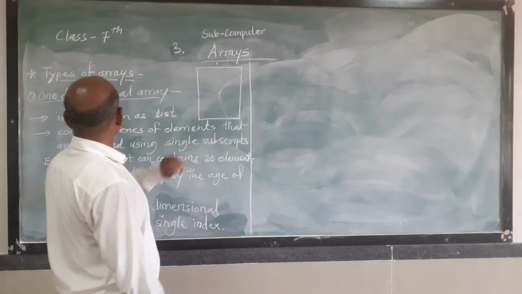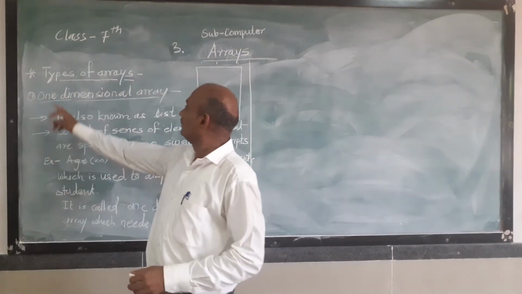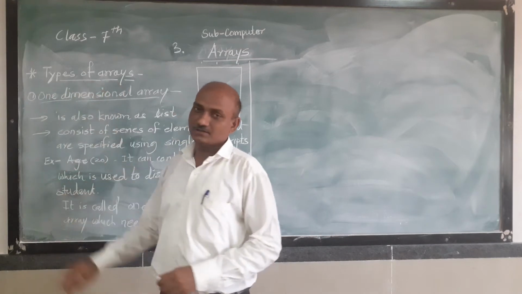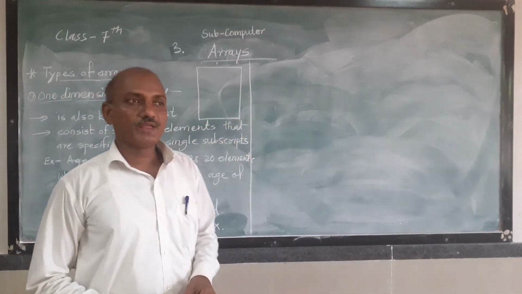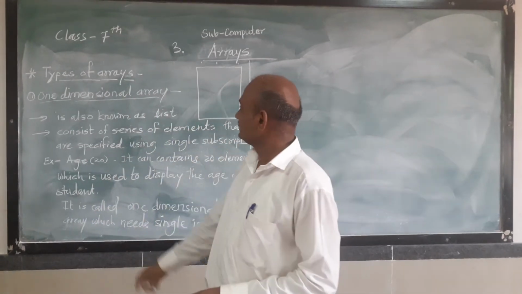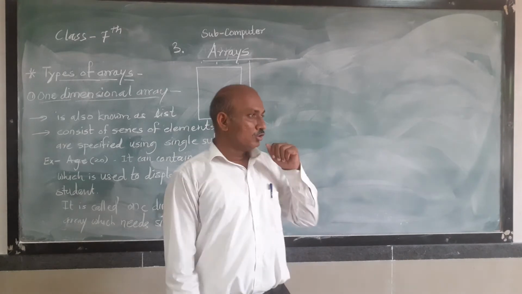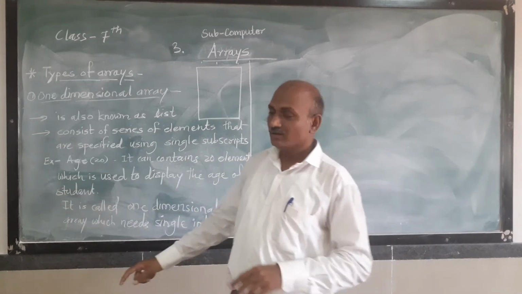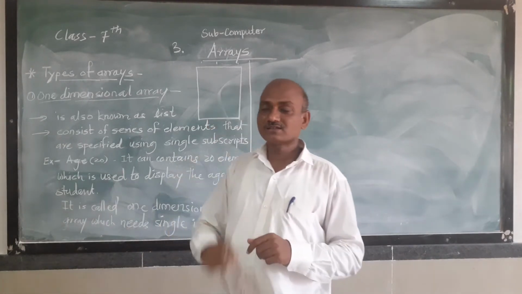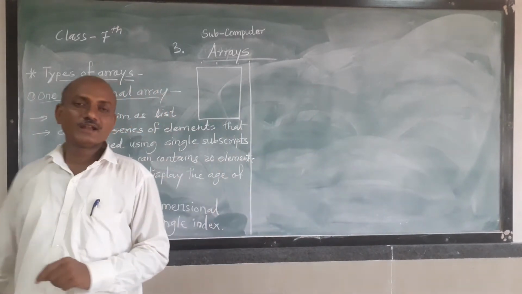Okay, now the next topic is the types of arrays. There are two types of arrays. First is the one dimensional array and second is the two dimensional array. Let us see the one dimensional array first. What is inside the one dimensional array?